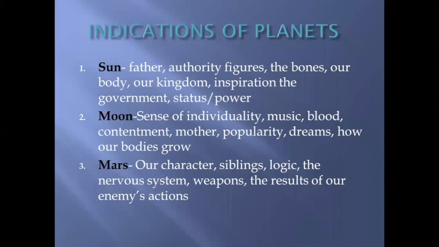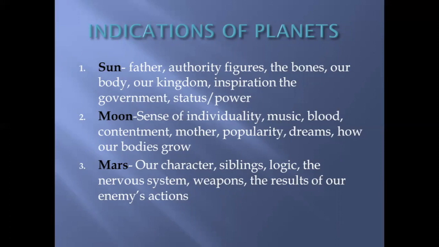Then another thing that we need to know really, really well is the indications of planets, the karakas. For example, what does the sun represent? It represents father, authority figures, our body, our kingdom, inspiration, the government, status, power. The moon is our sense of individuality, can be music, blood, contentment, mother, popularity, dreams, how our bodies grow. It can be our past as well, our past memories.